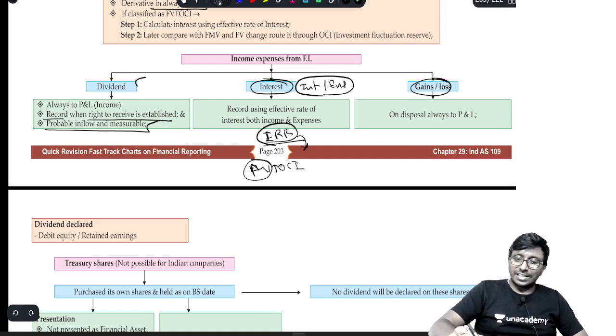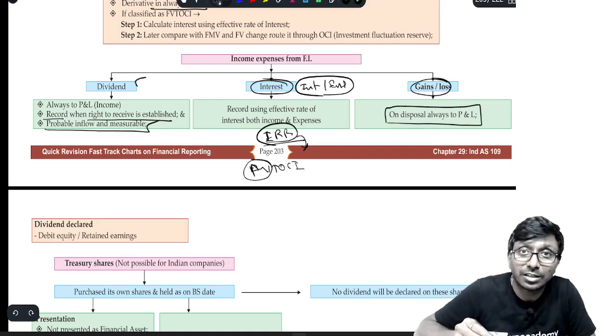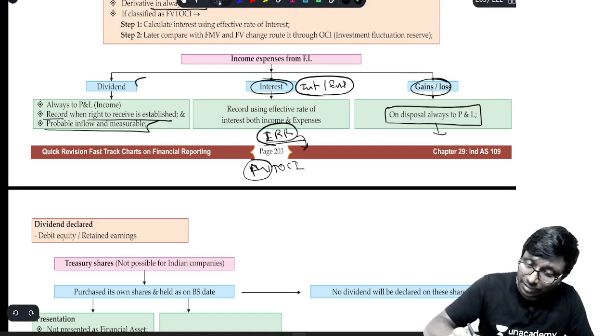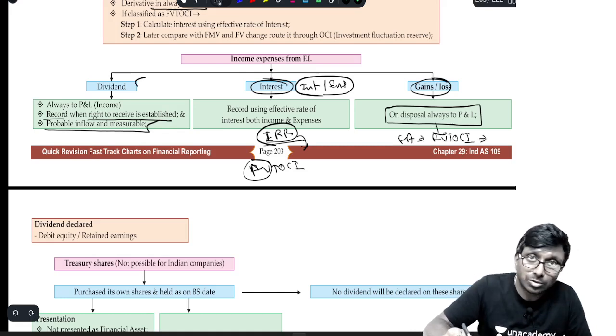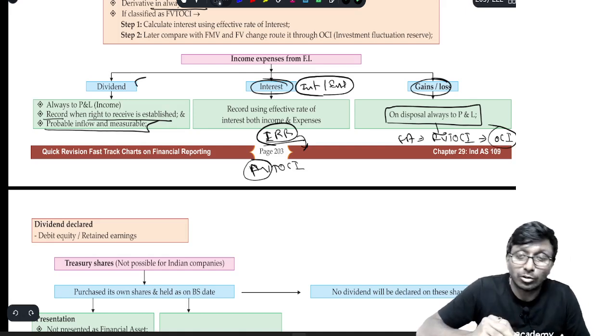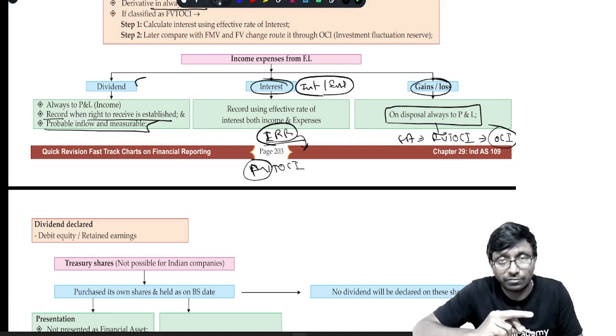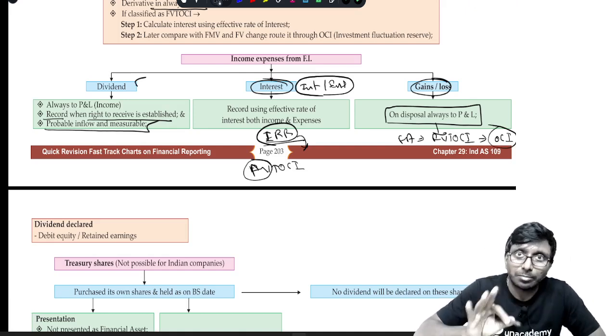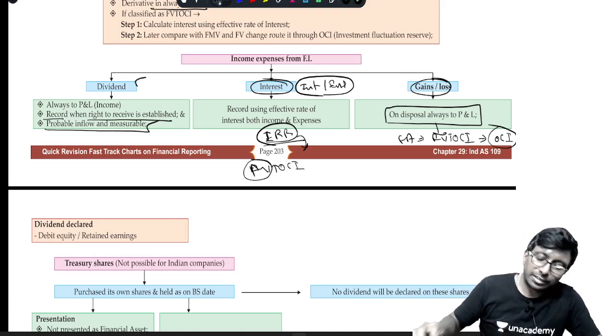Next, if there is any gain or loss on the disposal, it will go to profit and loss. But if it is a financial asset classified as FVTOCI, the gain or loss will not go to P&L, my dear. That will go to OCI only, if it was classified that way. The point is missed out here, but try to understand that.